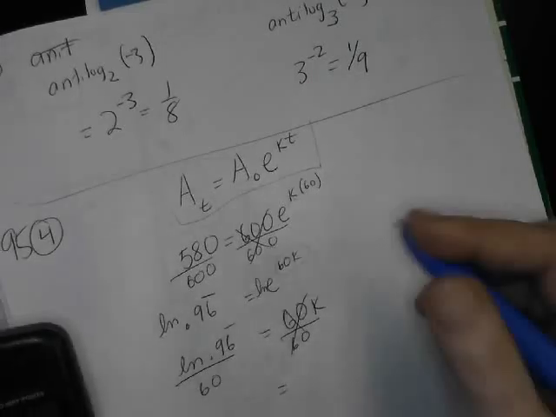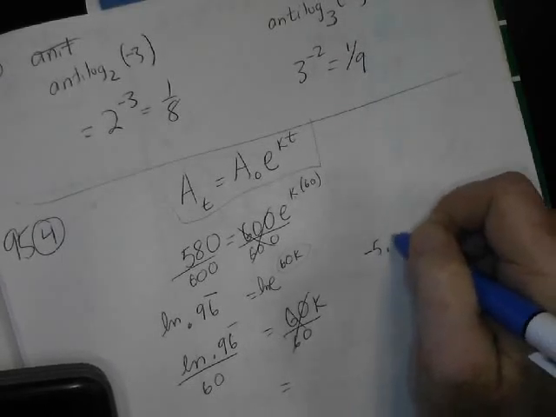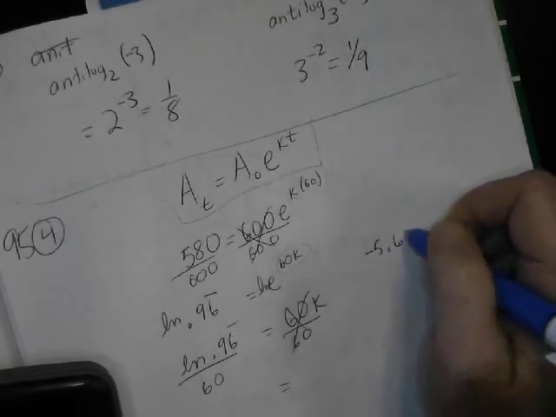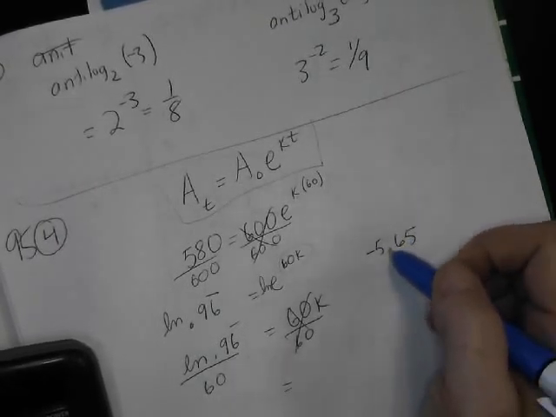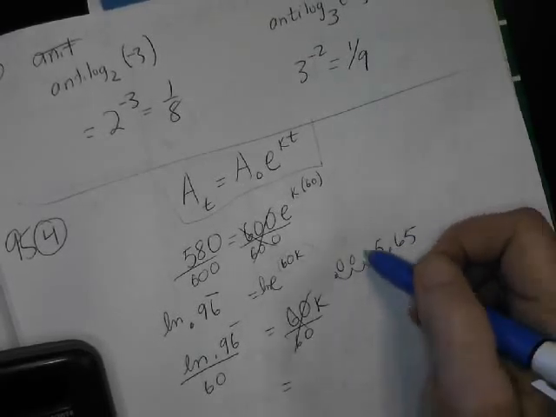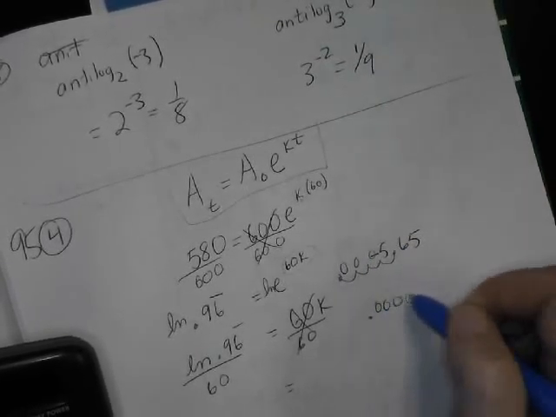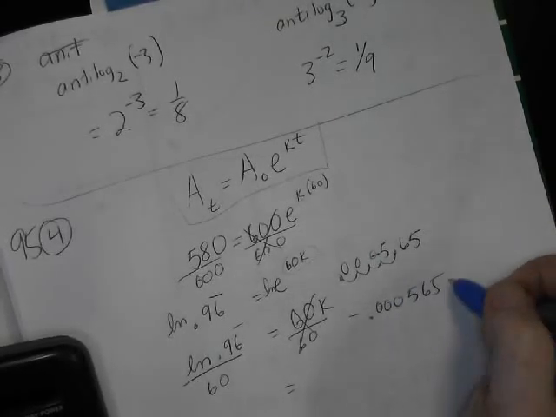Now I got a horrible looking thing. I got scientific notation on mine. I have to fix this up. It actually has times 10 to the negative 4, so I have to go 1, 2, 3, 4. So that's going to be 0.000565-ish. That's going to be K.